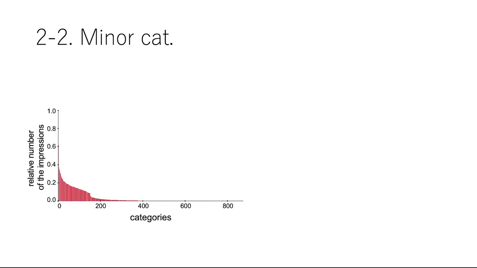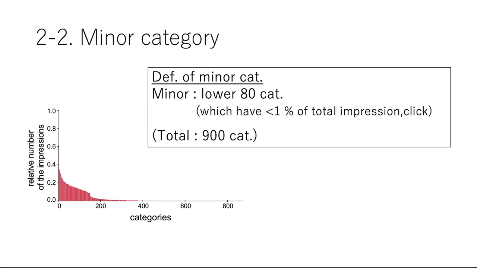This graph shows the diversity of categories. There are 900 categories, and in this graph, the vertical axis is the relative number of impressions, and the horizontal axis is the categories sorted by the number of impressions. This graph is long tail, and we defined minor categories as the lower 80 categories. These minor categories have less than 1% of total clicks.